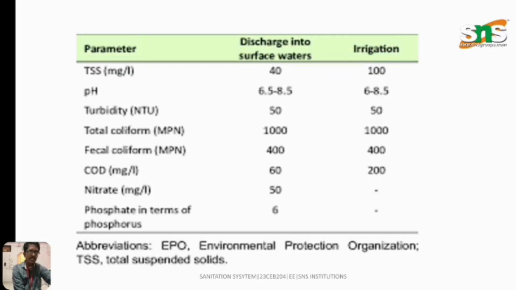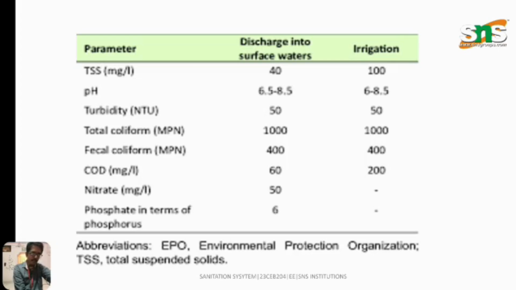Parameter TSS, total suspended solids, discharged into surface waters and irrigation. For surface water it should be 40 milligram per liter, and for irrigation 100 milligram per liter, because discharged surface water may be consumed by human beings, but irrigation water is discharged for agriculture purposes, so it may be around 100 milligram per liter, so it won't affect the atmosphere much. The pH should be maintained at 6.5 to 8.5 for the irrigation purpose. And turbidity should be 50 NTU for both.